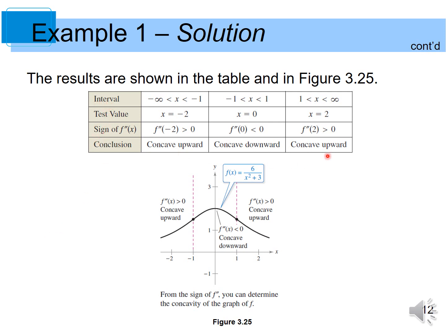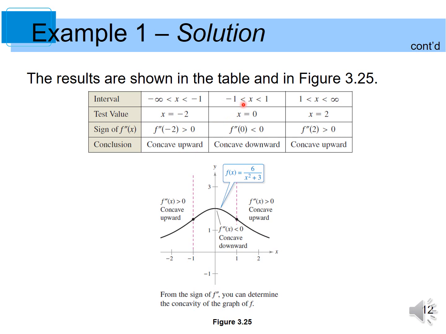So we construct a table. The first row is interval, where we have three intervals, and the test value. Choose the test value from the respective interval, and we substitute the test value into the f''(x) function. So for the first interval, the value is a positive value. So we conclude this interval is concave upward.